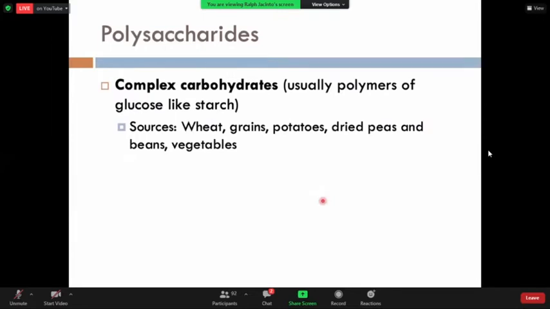Okay, for the complex polysaccharides, usually these are the bulk of what we eat. So these are your polymers of your monosaccharides. Most common would be glucose. Examples of complex carbohydrates would be starch and glycogen. So starch comes from plants, and then glycogen would be the ones coming from animals, as well as the ones stored in our body.